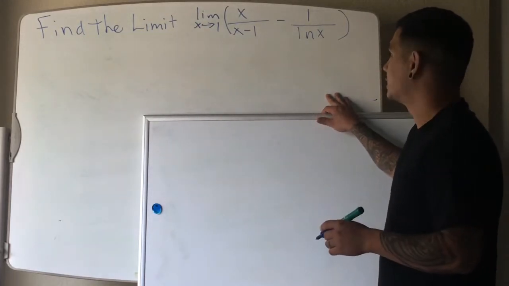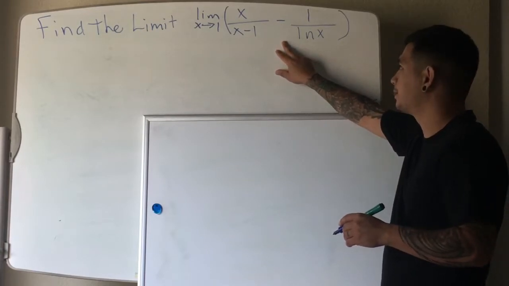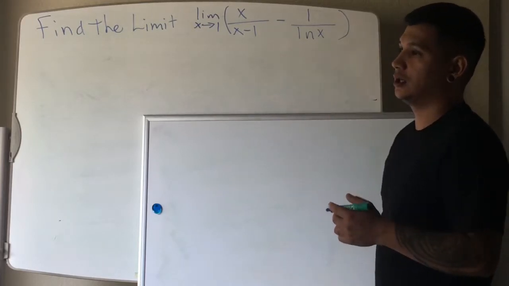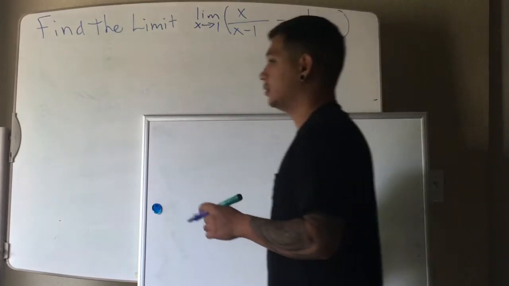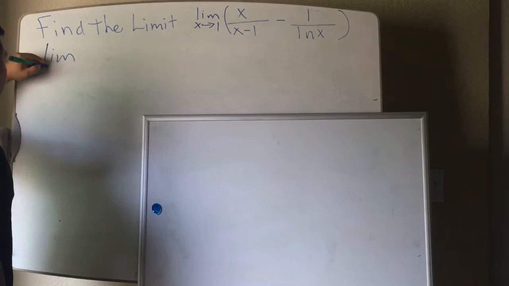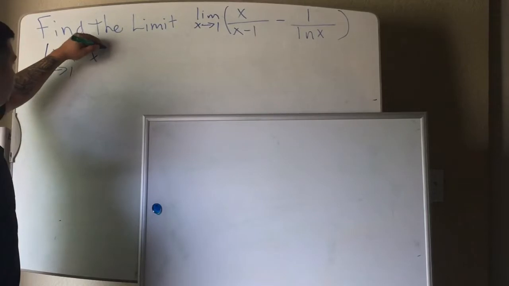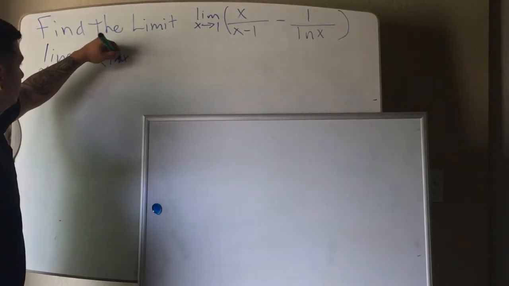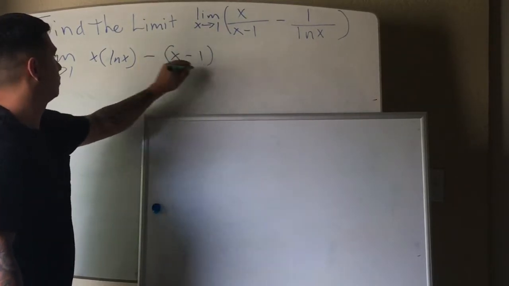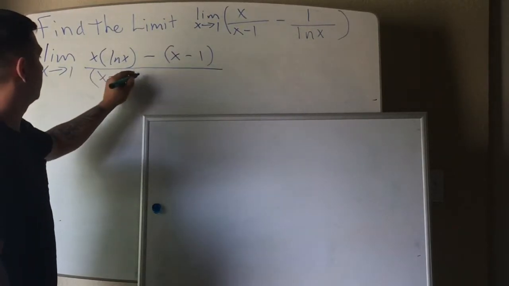So we're going to have to play with this function until it actually becomes something that's real. By combining these two fractions, you'll be able to come up with a real number. So we're going to do that. We're going to combine the fractions. So the limit as x approaches 1 becomes x times ln x minus x minus 1 over x minus 1 ln x.